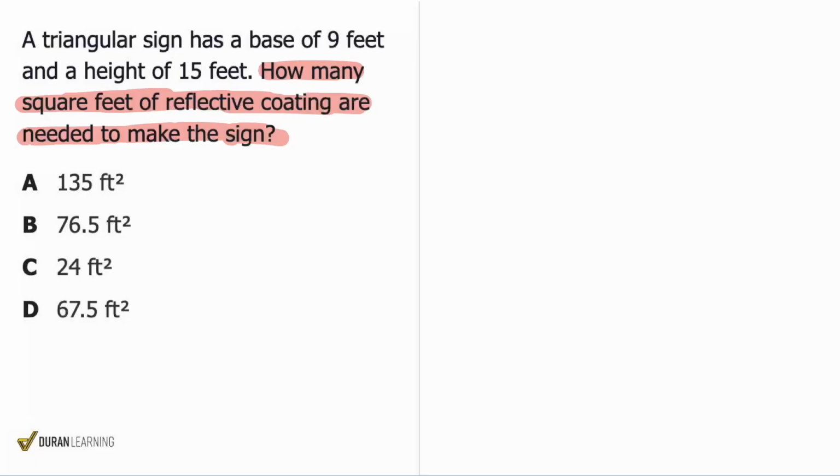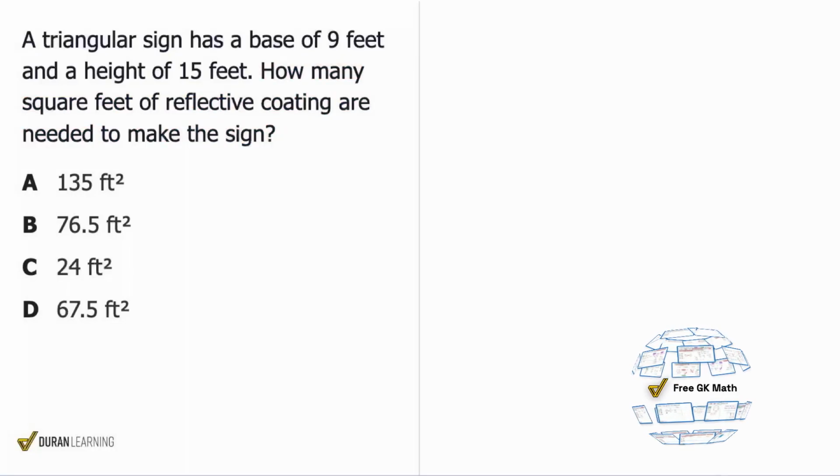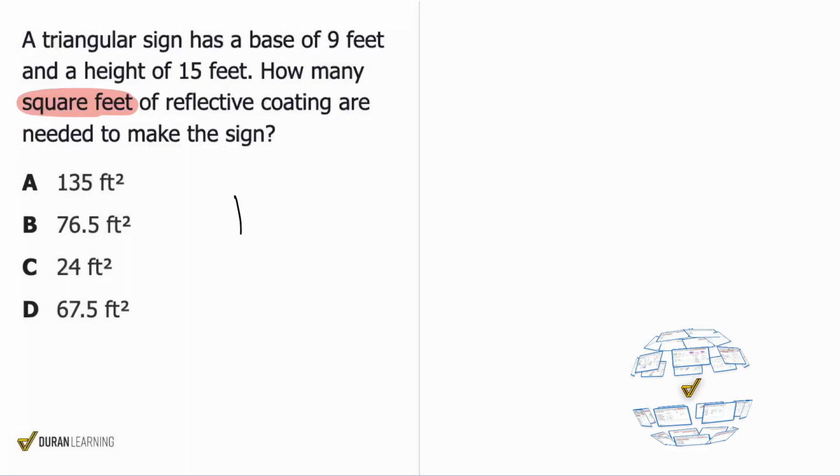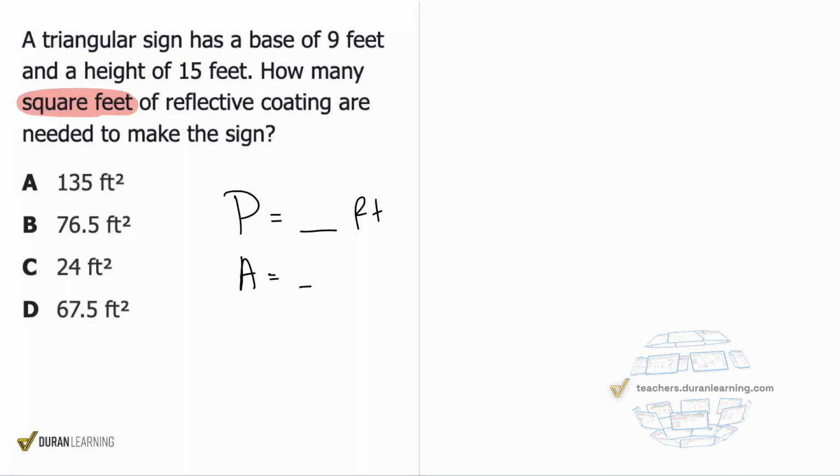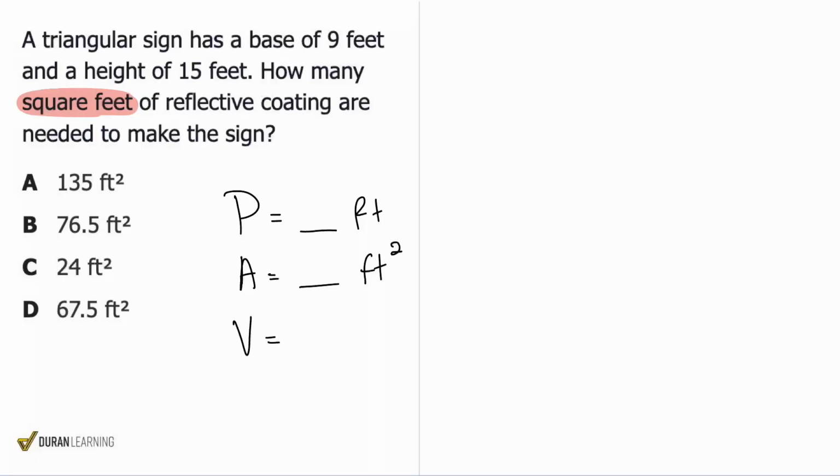Oh yeah, square feet, right here. How many square feet of reflecting coating are needed to make the sign? Let me erase all three of those and just really focus right here. Square feet. I want to remind everybody, perimeter is a one-dimensional unit, so just blank feet. Area, a two-dimensional unit, square feet. And then volume, that is cubic units, cubic feet.